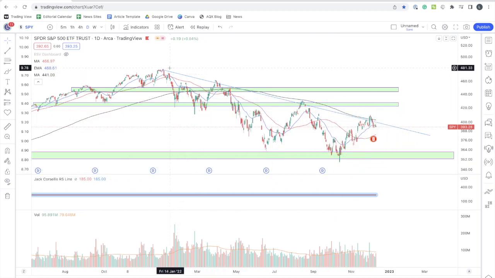So if you take a look at the S&P 500 over here, we see that there's a downtrend line over here. So this has served as a resistance for the S&P 500 for the past couple of times. So this was the first time over here, this was the second time, this was the third time, and this was the fourth and most recent time.